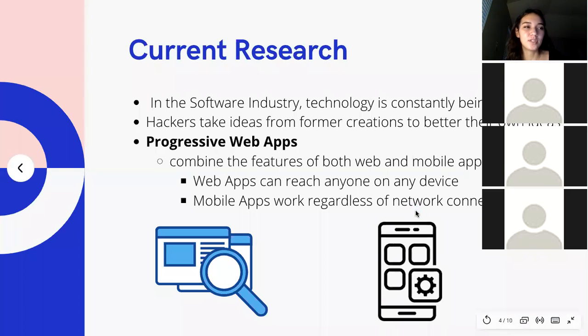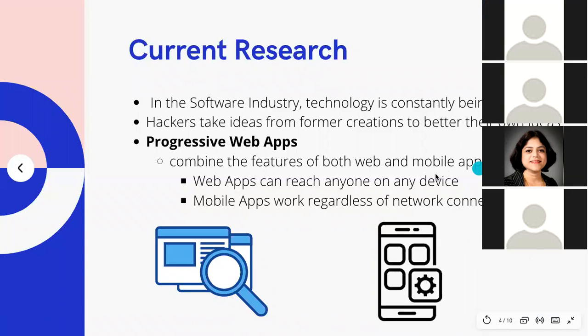But with mobile apps, you can open them and they'll likely work. Just like a game or something of the sort, it might not load your information, but it's going to open, it's going to run. It's going to work regardless of a network connection. So progressive web apps kind of combine the ideas of both.